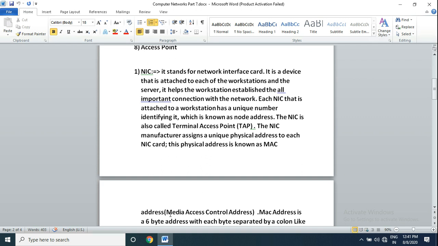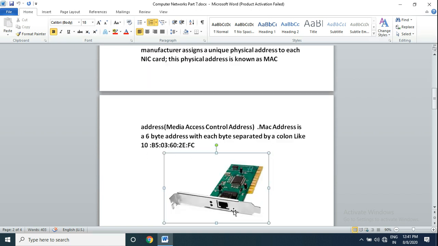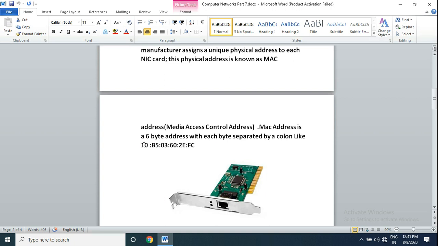MAC stands for Media Access Control Address. A MAC address is a 6-byte address, with each byte separated by a colon sign. So there are 6 parts of a MAC address, and all parts are separated by the colon sign. In the following diagram, this is our LAN card or NIC card, which is attached to a workstation that is already connected to a server.